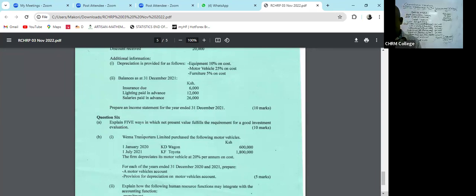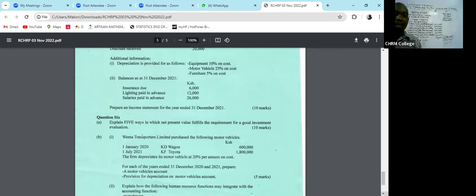Number 2 characteristic is that it considers all the cash flows. When we are computing the NPV, any amount that is provided in the question is going to be part of computing the solution. We are going to involve every amount.